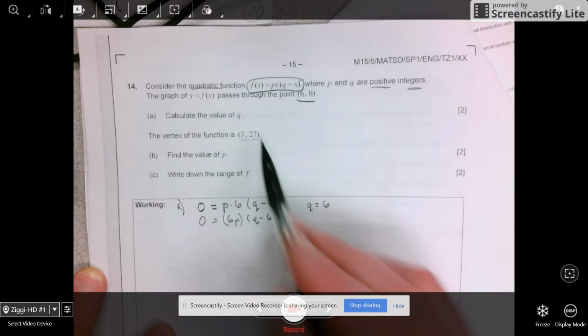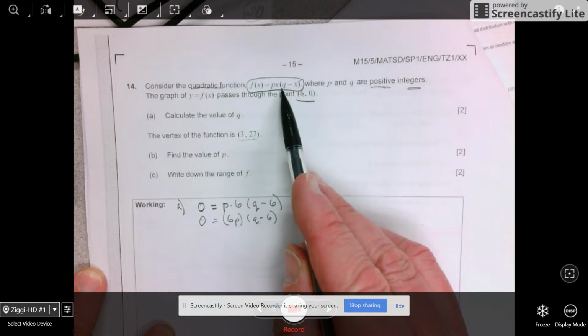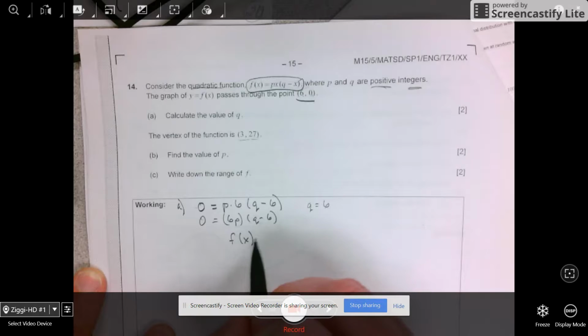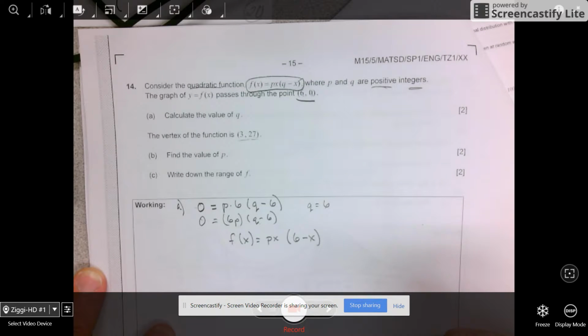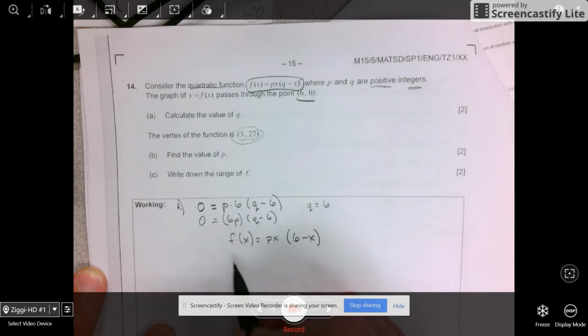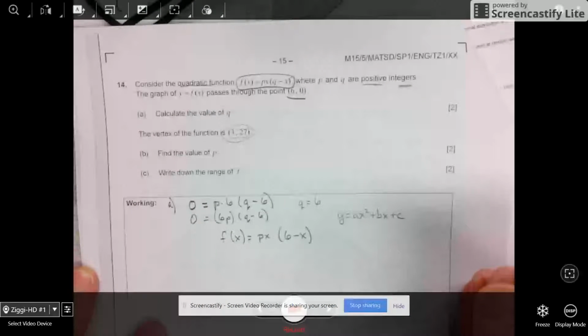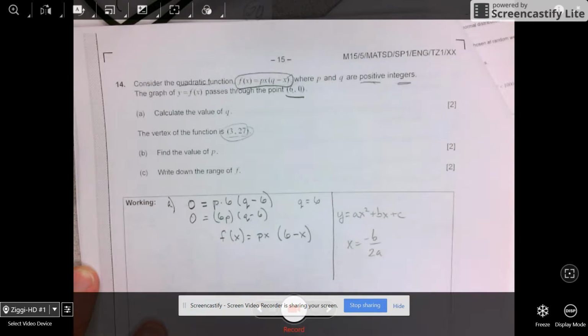Okay, so what do I know here? I know q is 6. So I'm going back up to my original value here. So f of x equals px(6 minus x). And I'm looking at, what do I know? I know the vertex is (3, 27). So I know that an equation y equals ax squared plus bx plus c is a quadratic. And I know the vertex is negative b over 2a, opposite b over 2a. So I'm just going to keep that in my mind here, and I'm going to figure out what can I do. Well, I can still plug in a point.